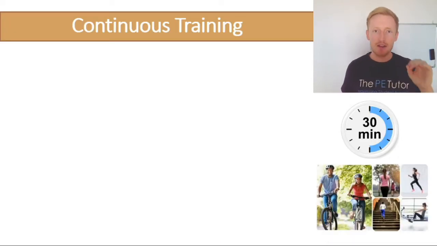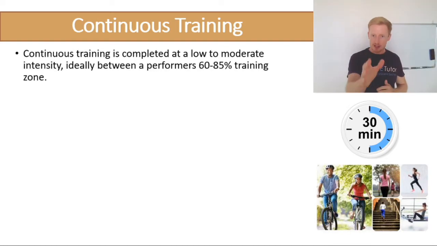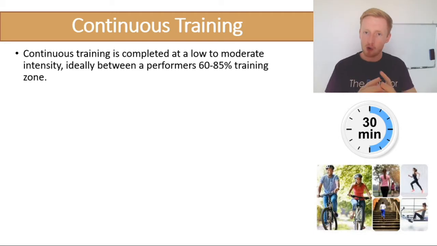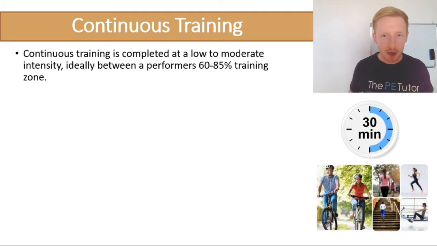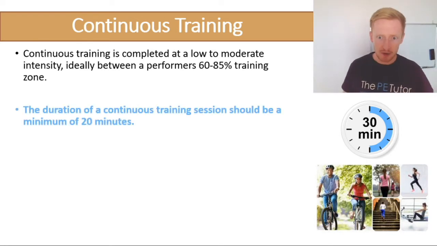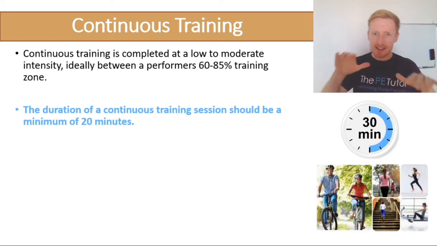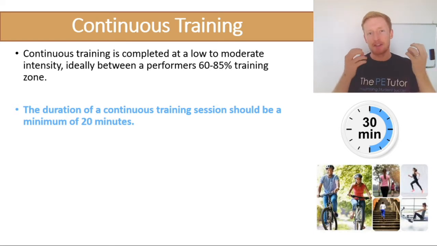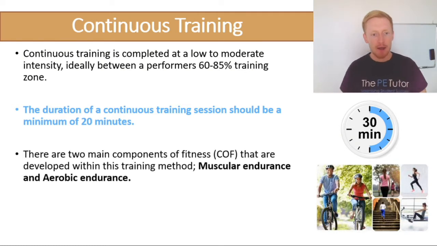So the second type of training we have is continuous training. Now as you can see from the pictures, we've got a variety of different contexts which are ideal for this training type. Cycling, running, rowing, walking, jogging, swimming, if I didn't already say that one. But we should be aiming for this 20 to 30 minute window as a minimum.